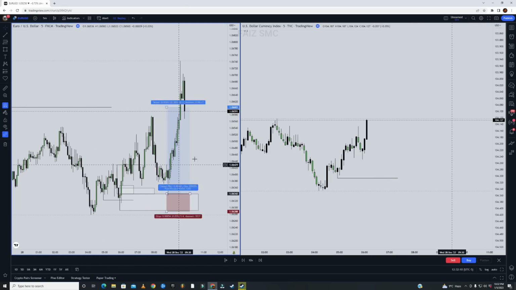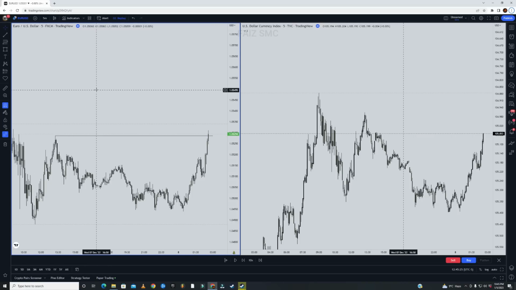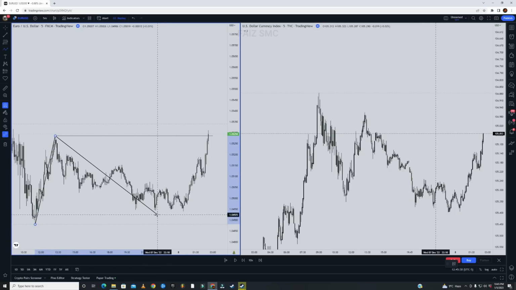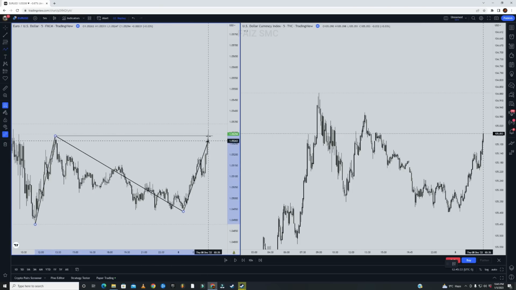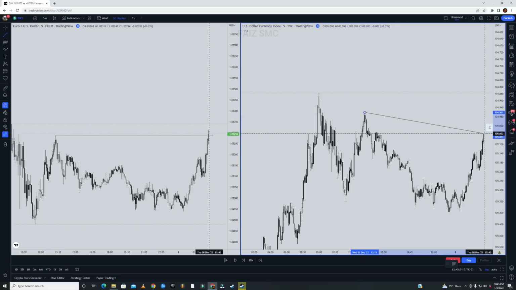So I'm going to give you guys another example. All right, so in this example, we are going to use ABC with SMT divergence, and we are also going to use a smaller time frame for our entry. Okay, so on Euro USD, you can see we have A, B, and C, right? And over here on the dollar index, we failed to break above this lower high, right? So this is divergence.